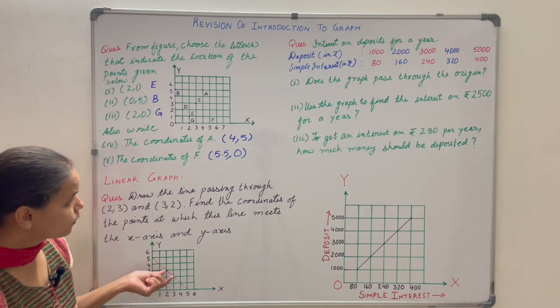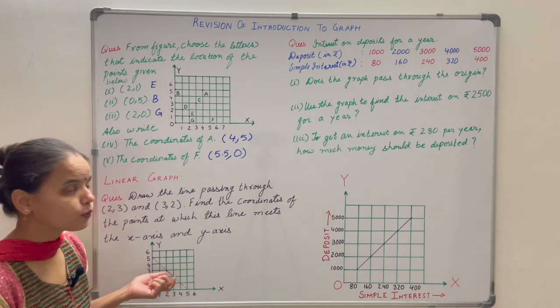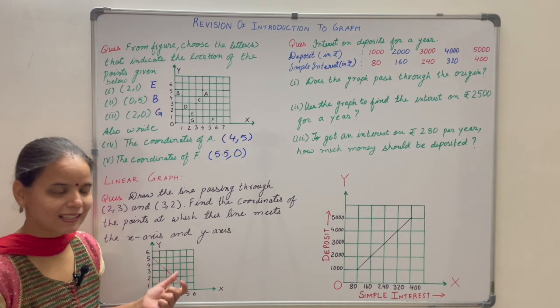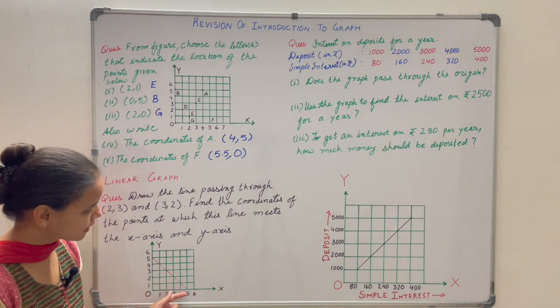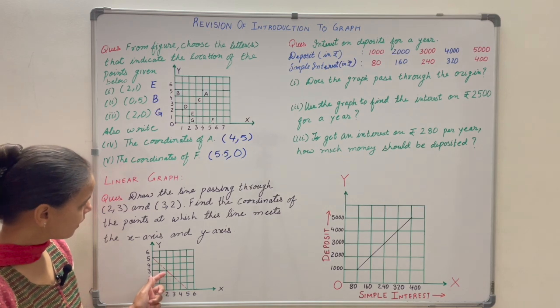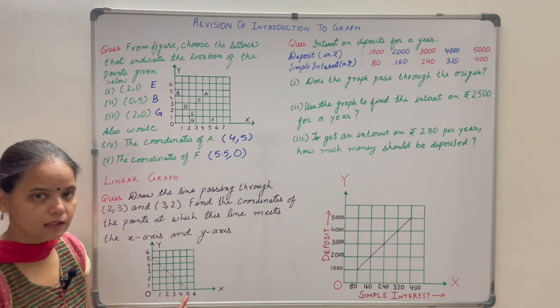It says where it intersects x-axis and y-axis. Only this much is the line. Then what you should do? You have to extend the line. Using a scale, you extend the line till it touches the x-axis and extend it till it touches the y-axis. So it touches the x-axis at this point.